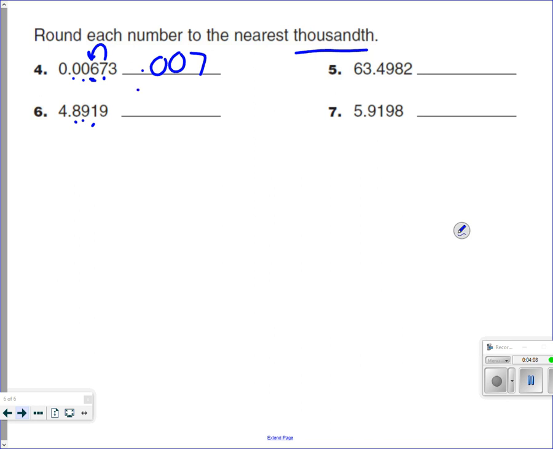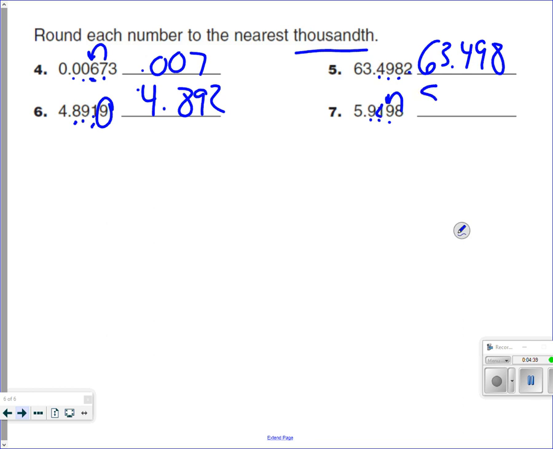So we're going to leave this, I apologize, tenths, hundredths, thousandths. So we're looking at this 9. It's going to change that 1 to a 2. So we have 4.892. Moving on over here. Tenths, hundredths, thousandths. This 2 is not changing that 8, so we have 63.498. Tenths, hundredths, thousandths. This is a fun one, okay? This 8 is going to change this 9. But this 9 can't go to a 10 right here, so it's going to cause this to be a 2. So 5.92 is our answer.